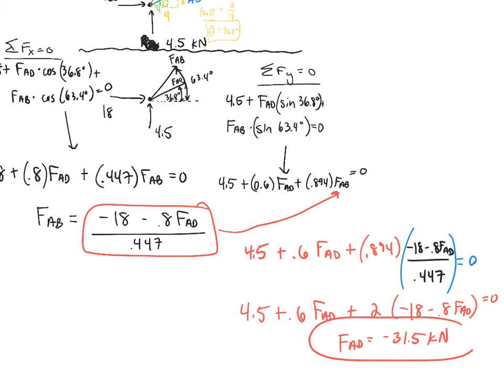What does it mean that we got an answer for one of our members that's negative? What does that mean about that member? We made a conclusion at the end. If it was a negative answer, the member must be in compression. Remember, the positive sign looks like a letter T for tension. That's why I had you remember that. If you get a positive answer for one of your member forces, it means it's in tension. The negative answer means it's in compression.